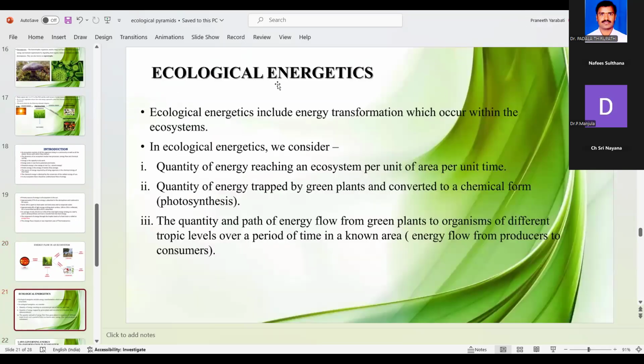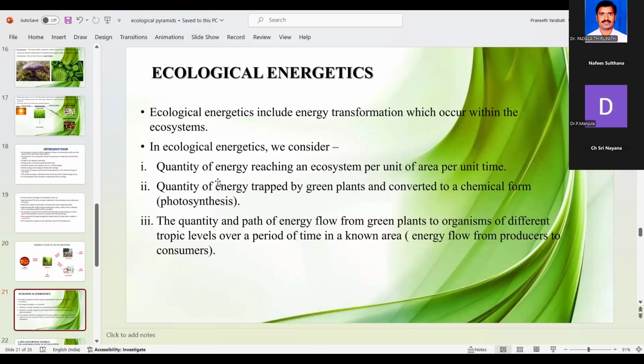Ecological energetics includes the energy transformations which occur within the ecosystem. In ecological energetics, we consider the quantity of energy entering the system per unit area per unit time, and the quantity of energy trapped by the green plants and converted to chemical form, that is photosynthesis. Another is the quantity and path of energy flow from the green plants to the organisms of different trophic levels over a period of time in a known area. So energy flow from the producers to the consumers all comes under ecological energetics.